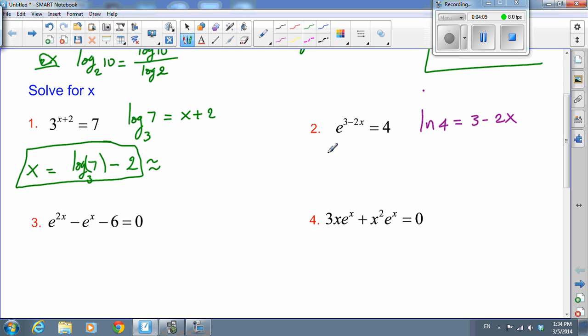I will subtract 3 from both sides to get negative 2x is equal to negative 3 plus the natural log of 4. And I will divide both sides by negative 2. If you divide both sides by negative 2, you end up with x is equal to negative 3 plus natural log of 4 over negative 2. Well, to eliminate that negative, I'll say it is the same thing as 3 minus natural log of 4 over 2.